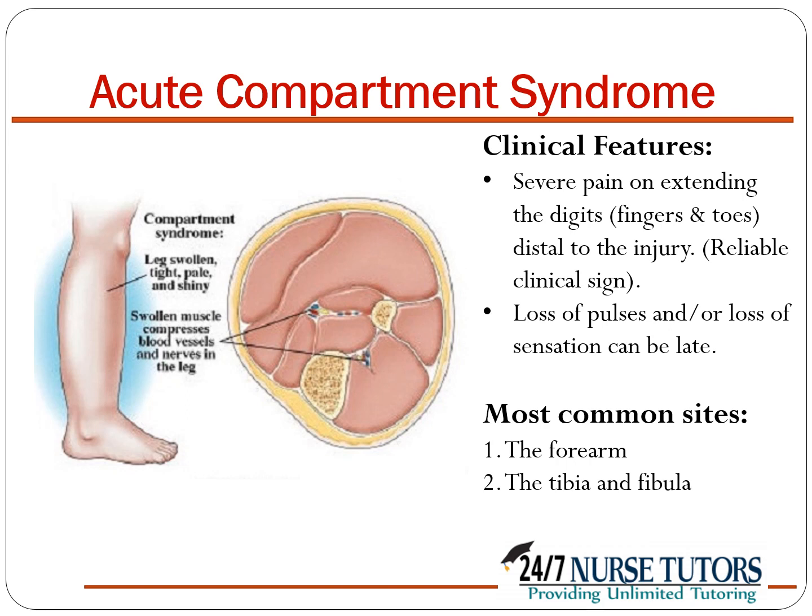Clinical features include severe pain on extending the digits, the fingers and toes, distal to the injury. This is a reliable clinical sign. A loss of pulses and/or loss of sensation can be late. The most common sites for acute compartment syndrome are the forearm and the muscle compartments surrounding the tibia and fibula.